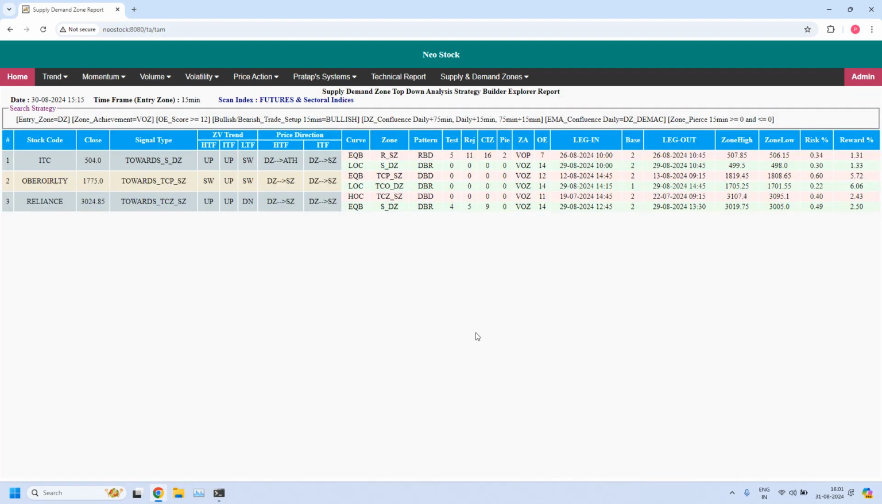3 stocks are filtered. Reliance is having a high probability trade setup and also daily EMA confluence. Oberoi Realty is invalid. The reason is HTF trend is sideways trend, you can't use EMA confluence. And ITC is also high probability trade setup.